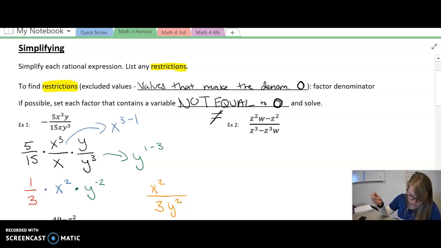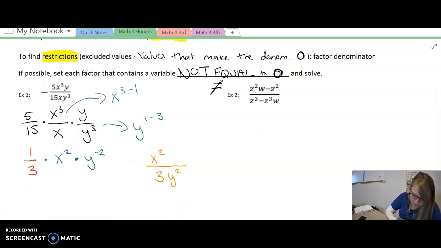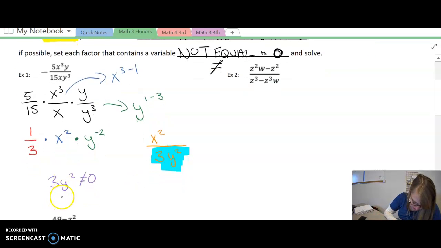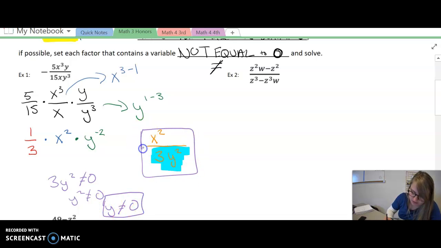And then my last step is to list my restriction. To find my restriction, I'm going to set my denominator, so this guy, not equal to 0. If we solve for y, we would have y squared not equal to 0, and then y cannot equal 0. So that's my restriction with my fraction.